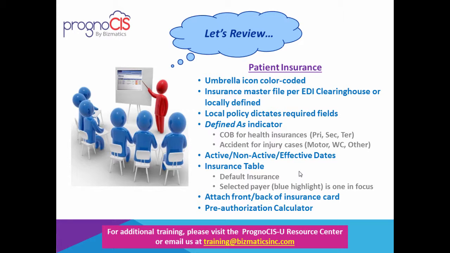There is a defined as indicator, which allows you to define the coordination of benefit level for your health insurances, or to indicate what type of accident insurance there is involved for injury cases. Each insurance can be activated or non-active, and this is different from the policy effective dates with regards to whether or not you will be able to use the insurance. The insurance table will hold multiple payers per patient. This also allows you to designate which insurance should be considered primary based on the coordination of benefit indicator.